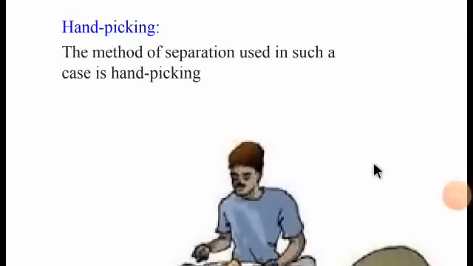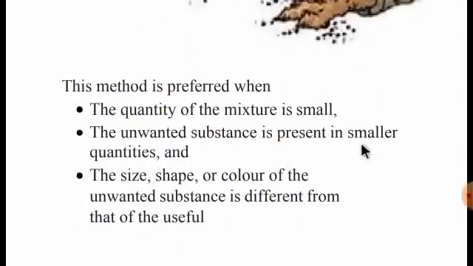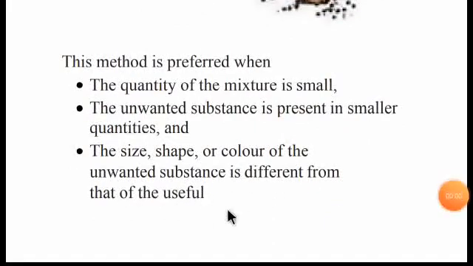Next we have hand picking. It is a manual method used to separate things. This method is preferred when the quantity of mixture is small, the unwanted substance is present in smaller quantities, and the size, shape or color of the unwanted substance is different from that of the useful one. Then only you can use this.